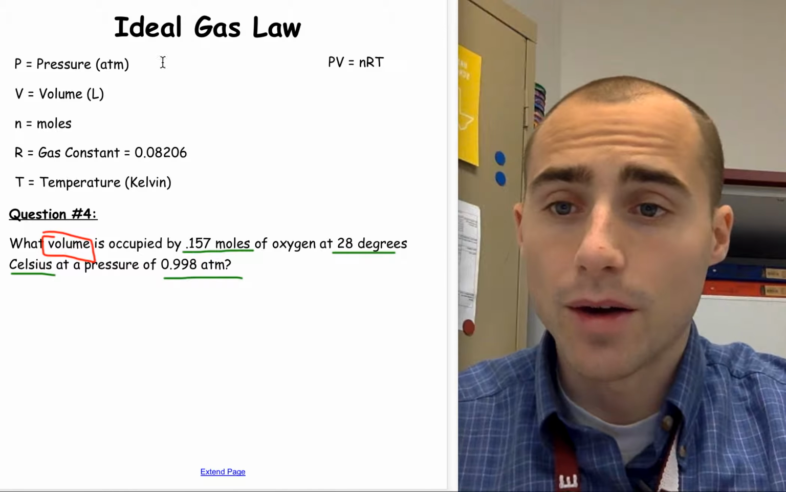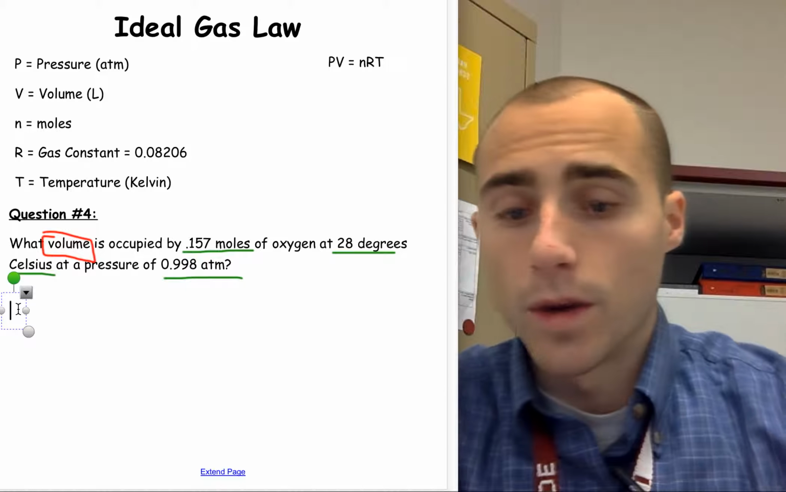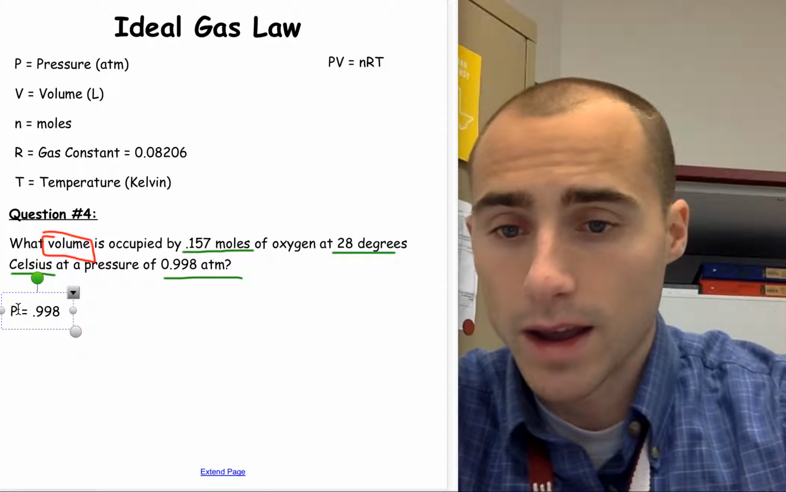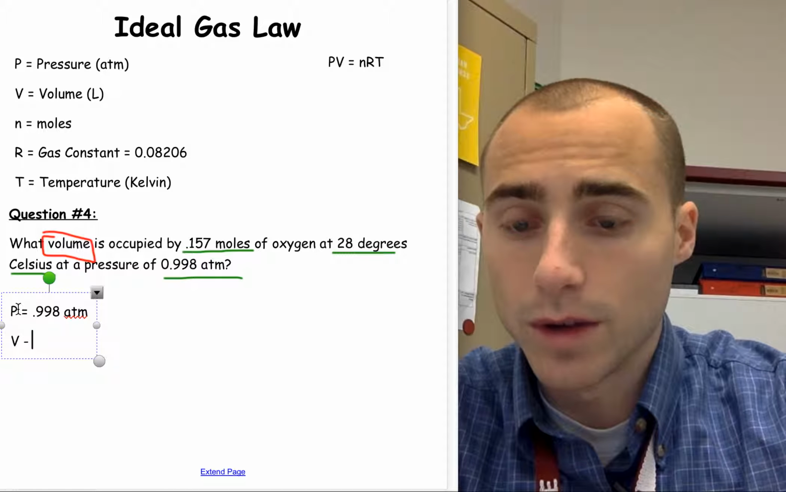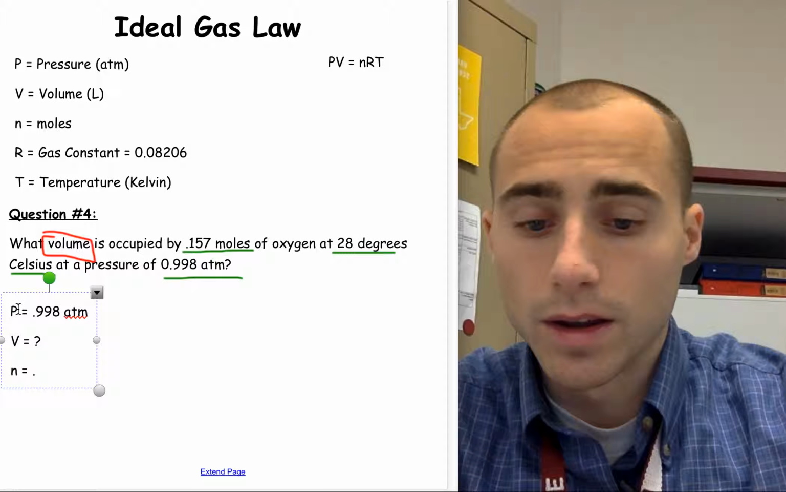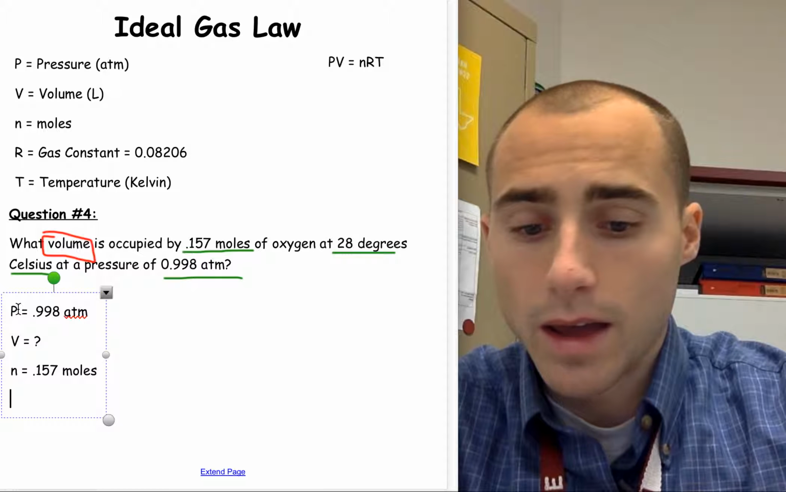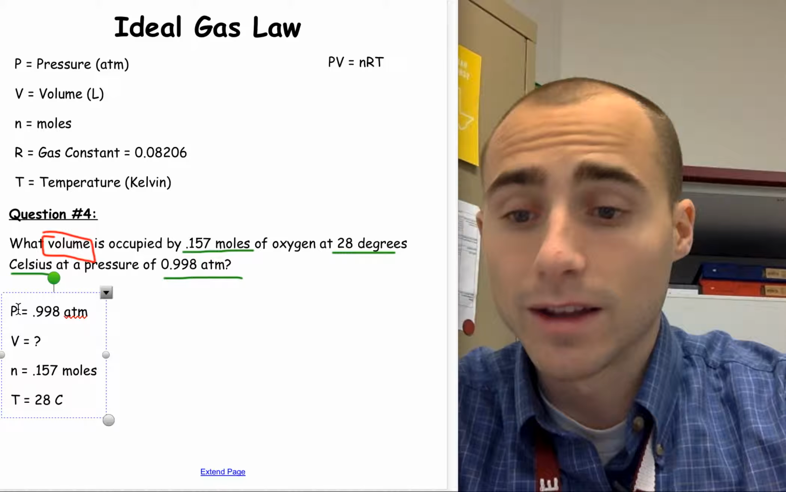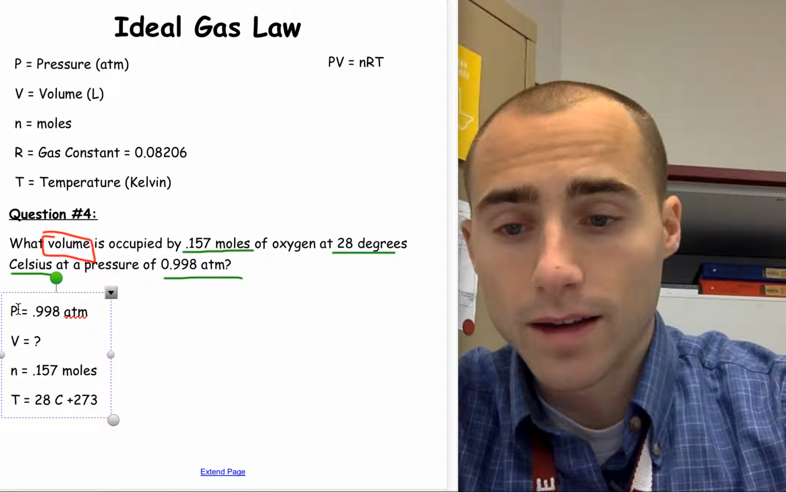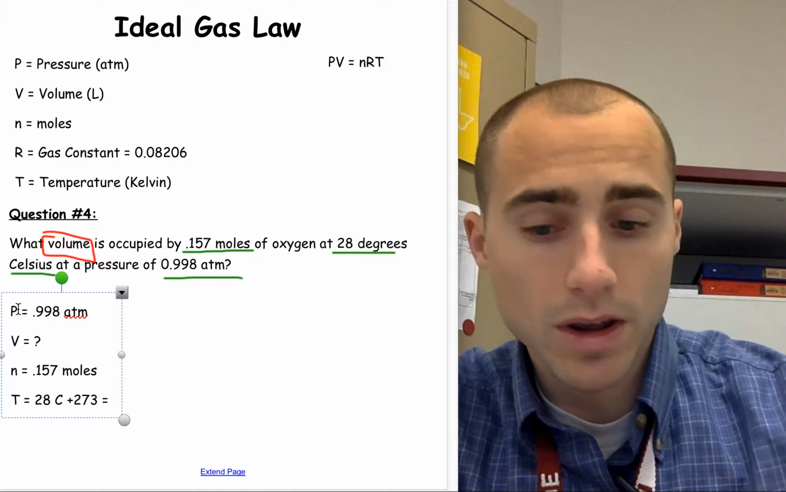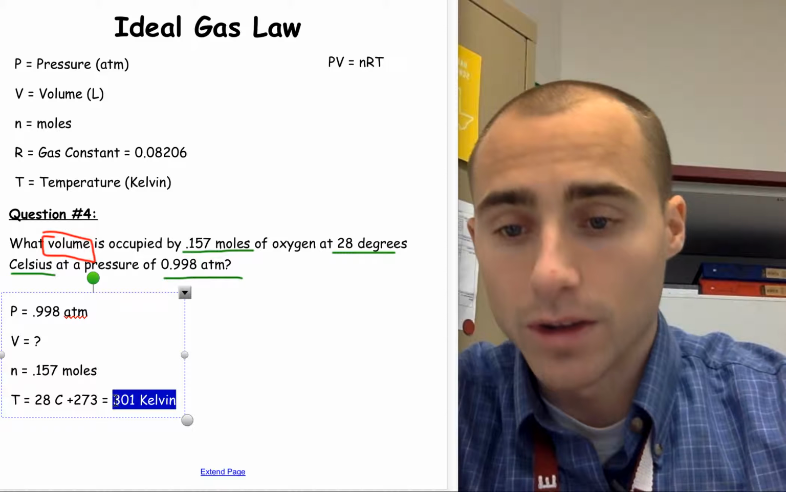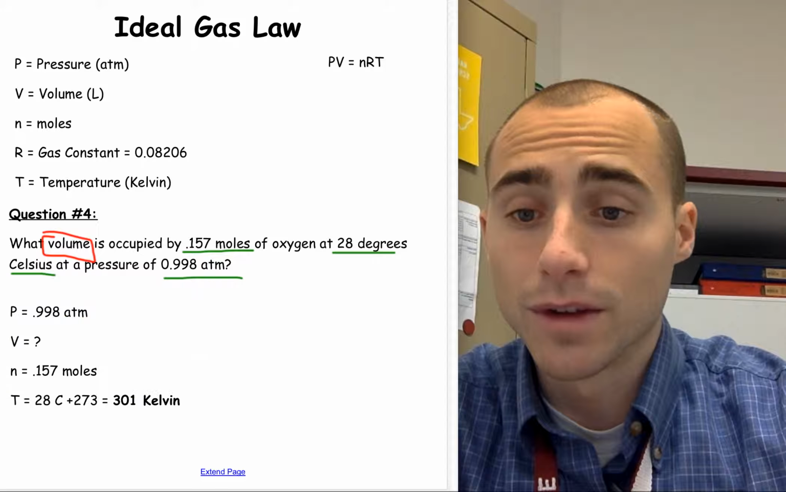So let's go ahead and write out, in this format, what we have. This always helps for organizational purposes. Our pressure is 0.998 atmospheres. Our volume, we do not know. Our moles is 0.157 moles, and our temperature is 28 degrees Celsius, which means we need to add 273 to that, and that is going to give us 301 Kelvin. So that is our actual temperature that we are going to use in our equation. It has to be converted to Kelvin first.